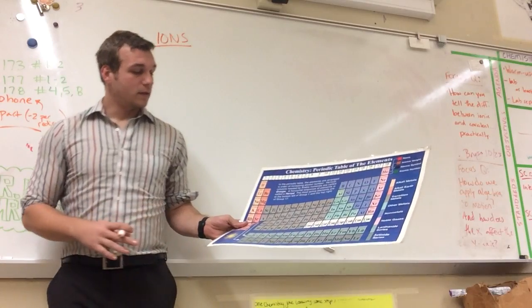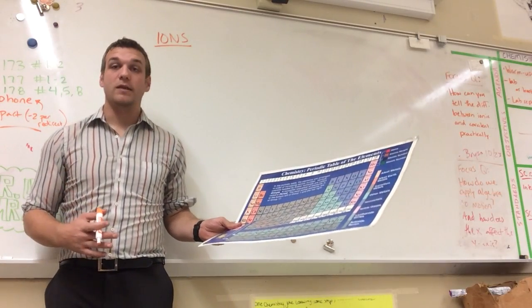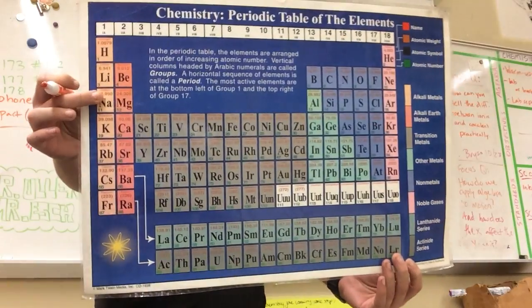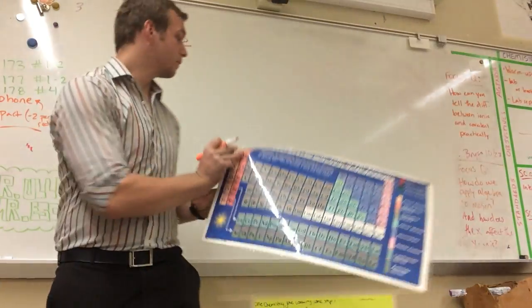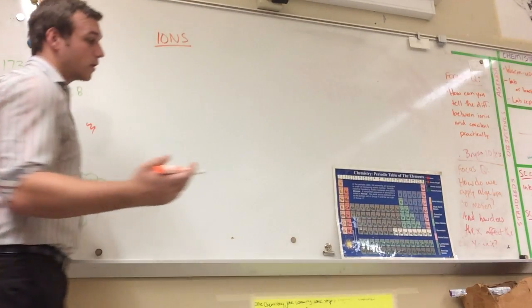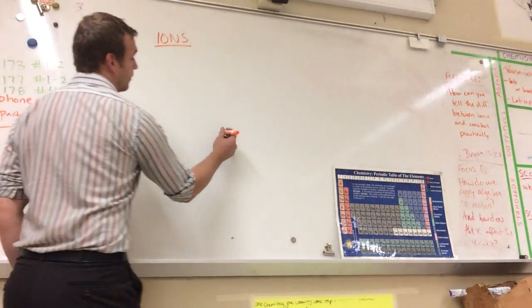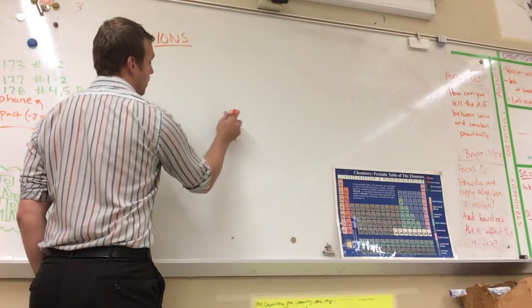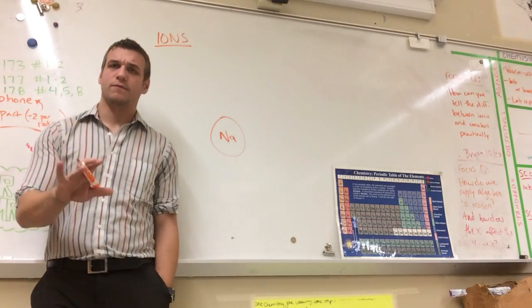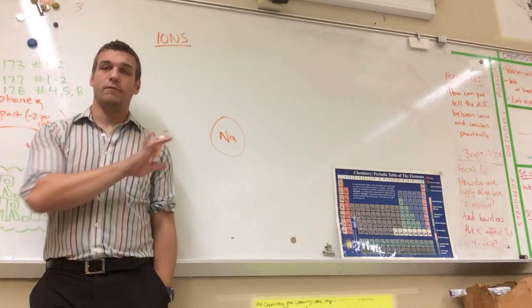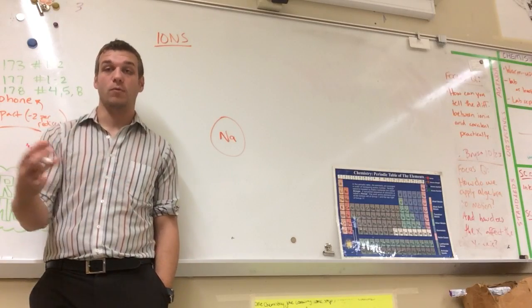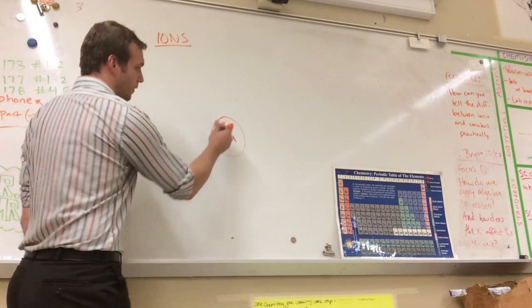So let's look at an easy one. Let's look at sodium, for instance. Sodium is located right here. Sodium is the first one. If you recall, sodium is Na. You may or may not remember this, but that's fine. The point of showing you this is showing you how many electrons there actually are to give away or receive. Give away in this case.